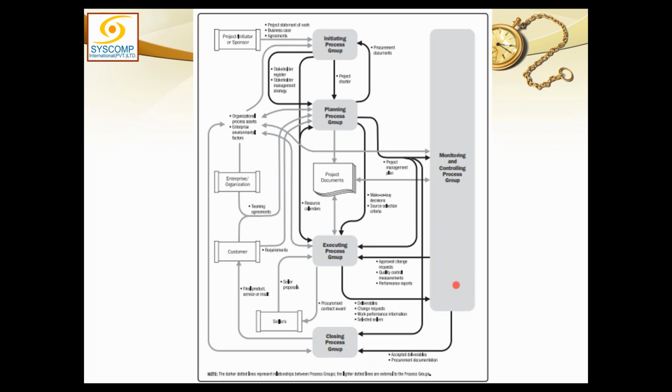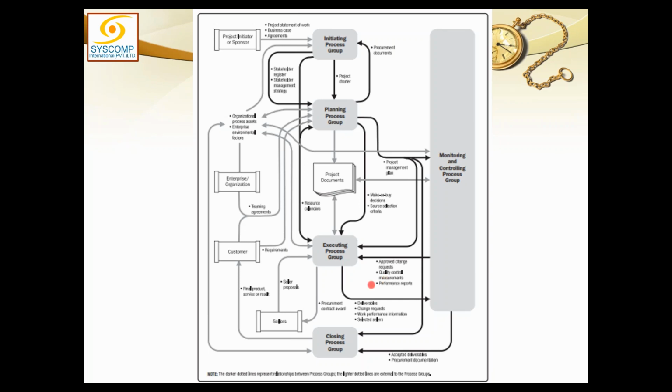Now what does monitoring and control do? It will pick up the deliverable and inspect it through quality control. If passed, it will become a verified deliverable. It will go for user acceptance to the validate scope process. If passed, it will become an accepted deliverable and will be handed over to close project for onwards handing over to the customer.